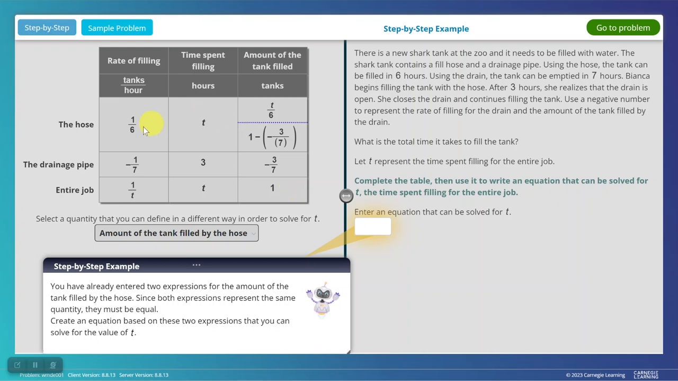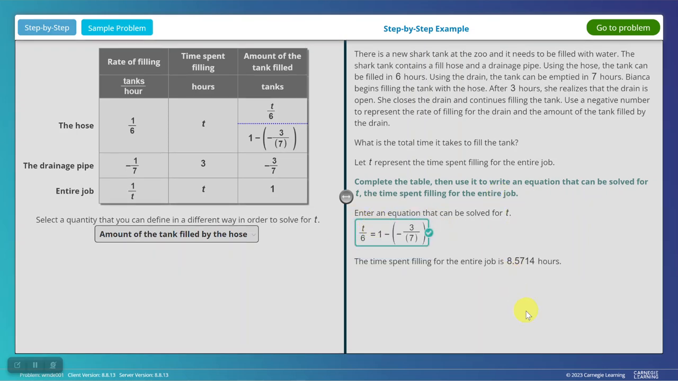So now, finally, we're going to enter an equation that could be solved for t. Okay. Well, you already have entered 2 expressions for the same amount. So we've got t over 6 and this thing. We can set them equal to each other, can't we? There we go.